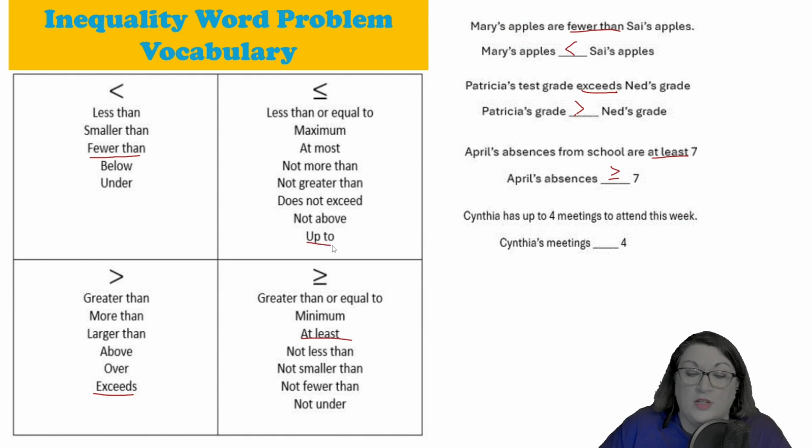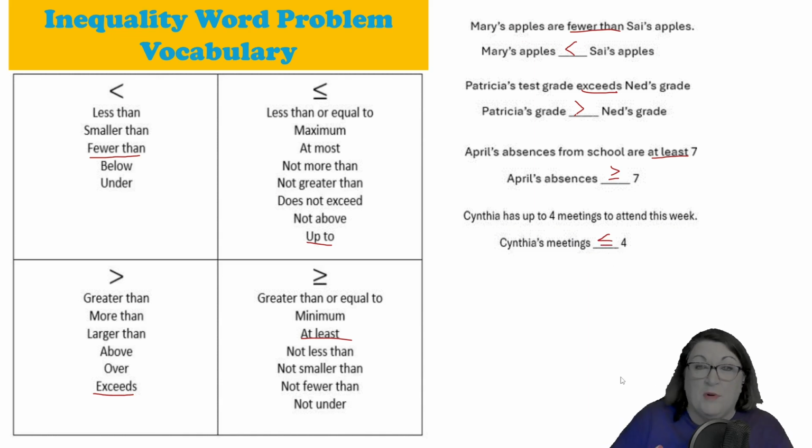Okay, and the last one here, Cynthia has up to 4 meetings to attend this week. Up to. That would be less than or equal to. That means she's not going over the 4 meetings, but she has meetings up to 4, right? So that would be less than or equal to.